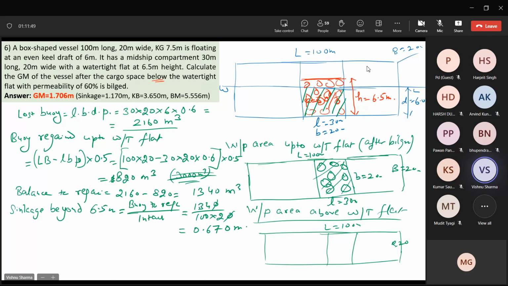So your total sinkage in this case will be: 0.5 meters has taken place up to the watertight flat, and another 0.670 will take place beyond that. It will be a total of 1.170 meters. You can see this sinkage matching with here. The total sinkage will be 1.170 meters. This step gets added. This is an additional burden in the exams.